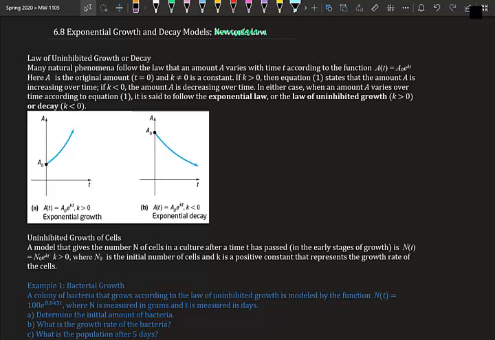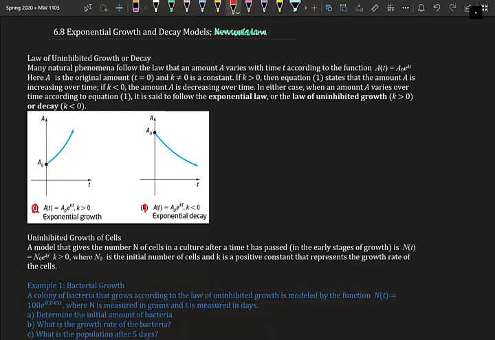Equation 1 states that the amount A is increasing over time. If k is less than 0, the amount A is decreasing over time. In either case, when an amount A varies over time according to equation 1, it is said to follow the exponential law, or the law of uninhibited growth when k is greater than 0, or decay when k is less than 0. Meaning, this is number 1. My bad. This is number 1. This would be number 2. I forgot to label them.